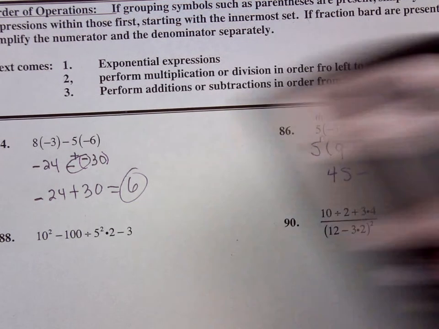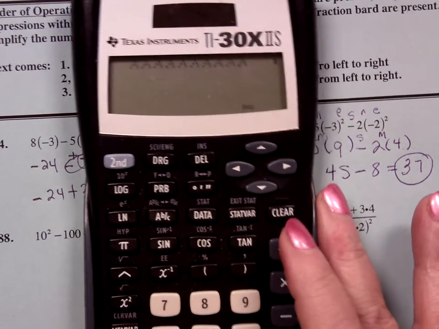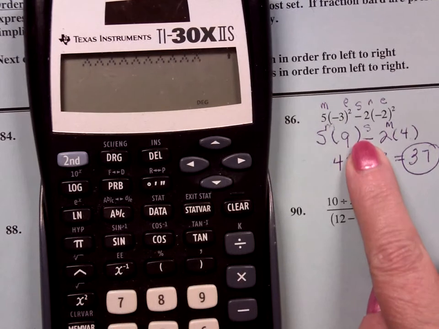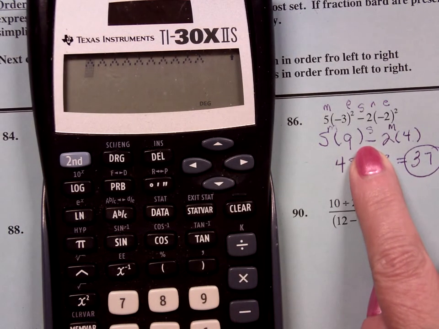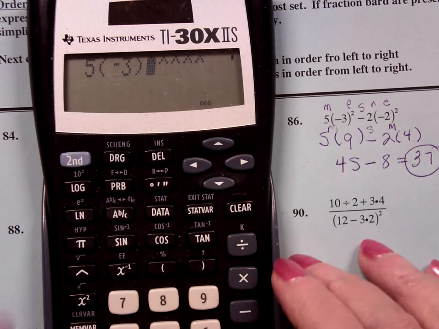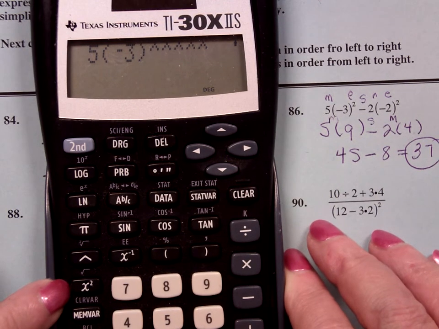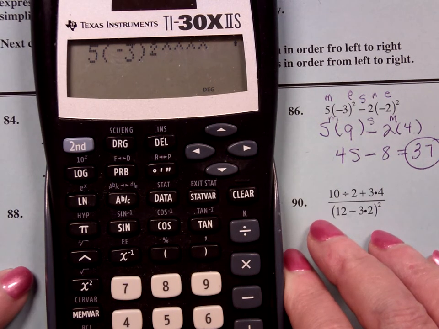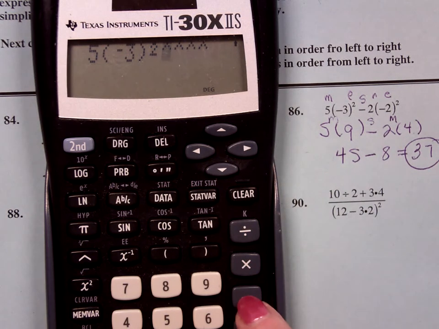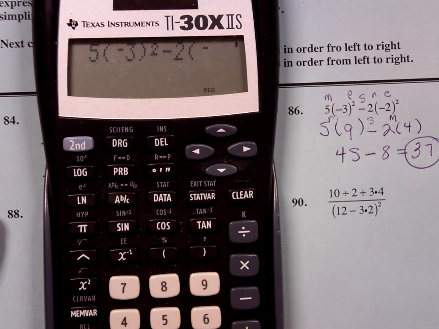Now, if I wanted to put it into my calculator, graphers operate the same way, by the way. I would put it in just as I see it on this particular calculator and on your grapher. This would be 5, parenthesis, opposite of 3, parenthesis, and it does have a square button. Both calculators do. Then subtract 2, parenthesis, the opposite of 2, parenthesis.